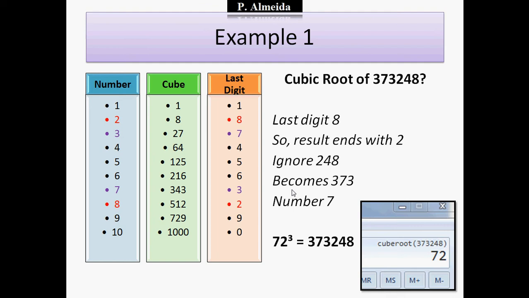Okay, so first thing, last digit is 8. So the result ends with a 2 because the last digit is 8. Notice these numbers do not repeat themselves, so I know straight away that the number is going to end with 2. Then I'm going to ignore the last 3 digits. So 2, 4, 8 get ignored, so it becomes 737.